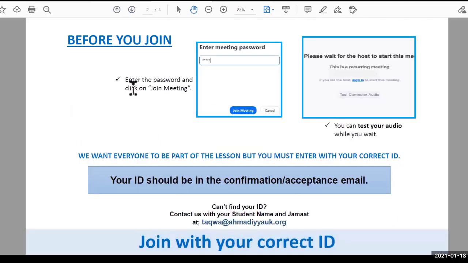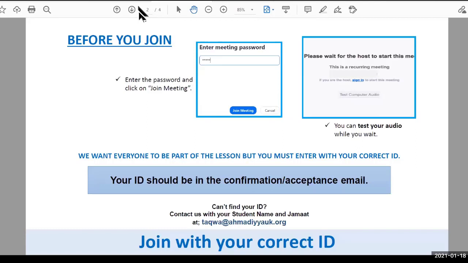Once you've entered your personal ID, you will enter the meeting password and join the meeting. Please wait patiently when you see this window and double check your audio if you haven't already. The host will then let you in. If you still can't find your ID in a confirmation email, please email us with your name and Jamaat at this email address on the screen.